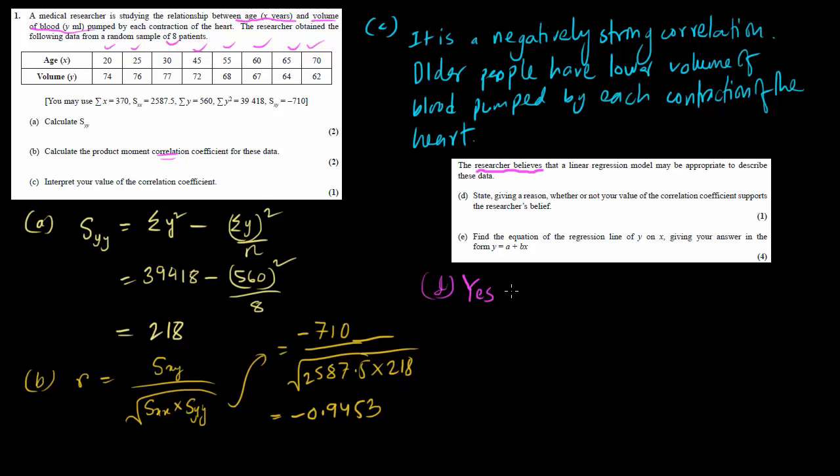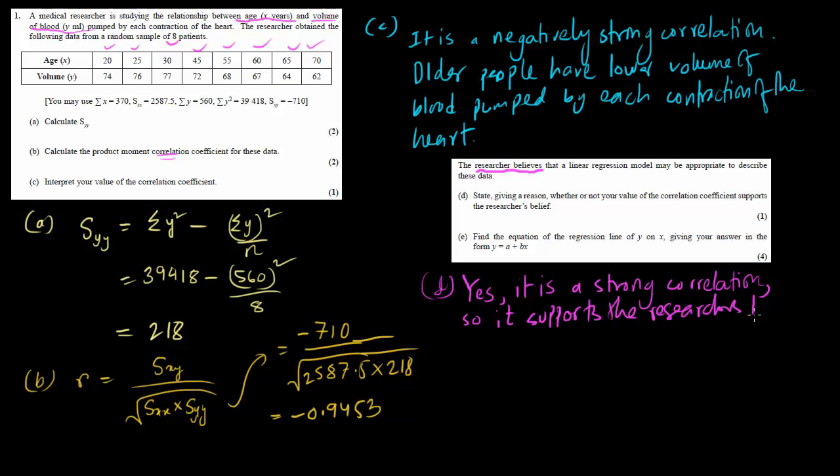So in context, it would be, yes, it is a strong correlation. Remember, regardless of positive or negative, the value itself, whether it is closer to 1 or -1, tells us whether it's a strong correlation. So it is a strong correlation. So whether or not your value of correlation supports the researcher's beliefs. So yes, it supports the researcher's belief.